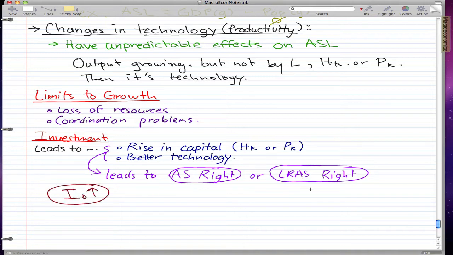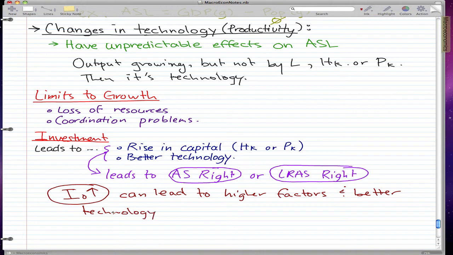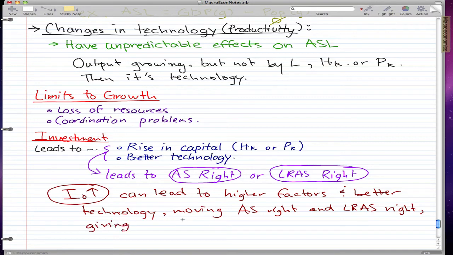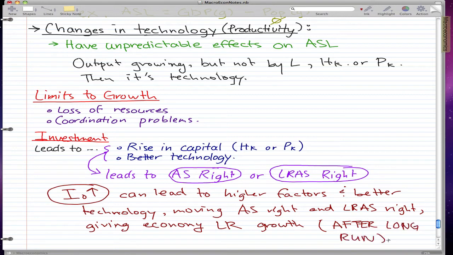Investment can lead to higher factors and better technology, moving AS right and LRAS right, giving the economy long run growth after the long run. So that's pretty much this video.